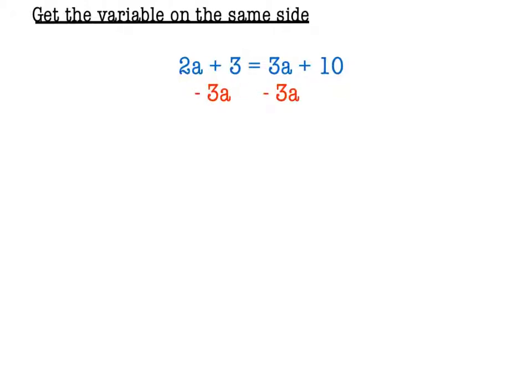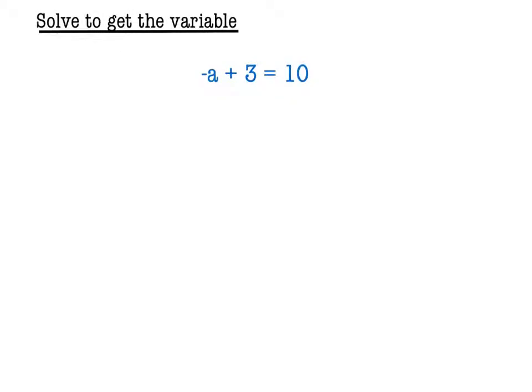Since negative 3a cancels out our positive 3a, our new problem is 2a plus 3 minus 3a equals 10. Now we must combine like terms, which comes out to negative a plus 3 equals 10. Now we can finish the problem. Please know, there are many other ways than the way we are doing to solve this equation, but we are going to show you this specific way.